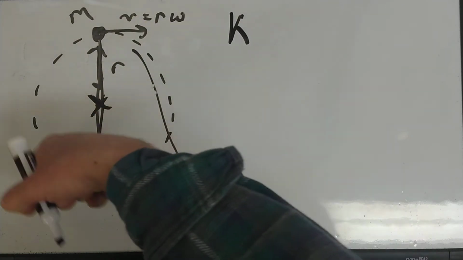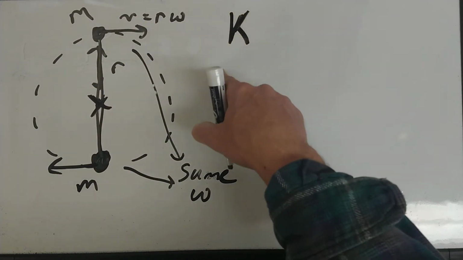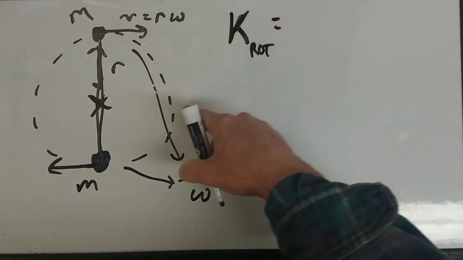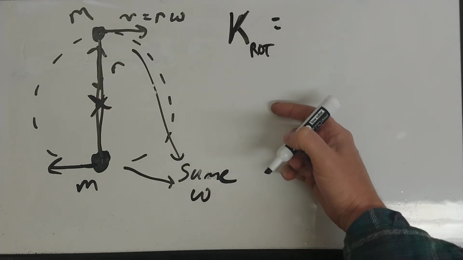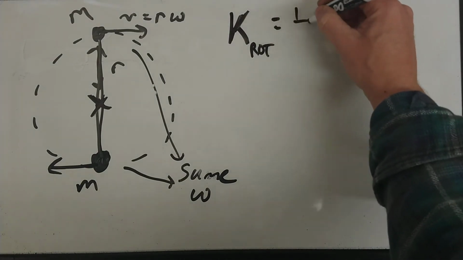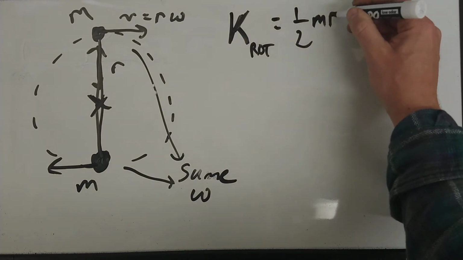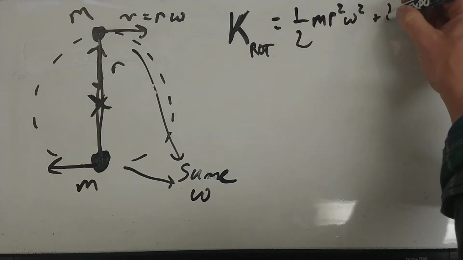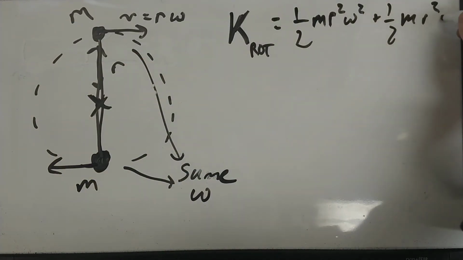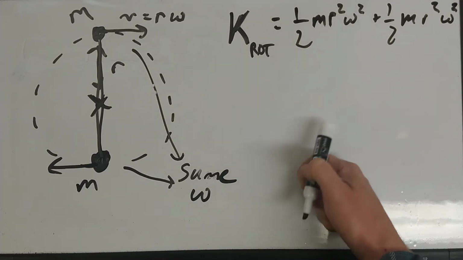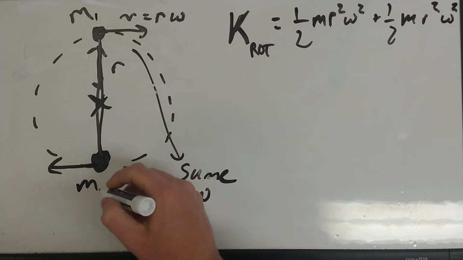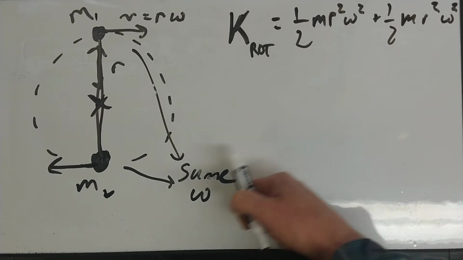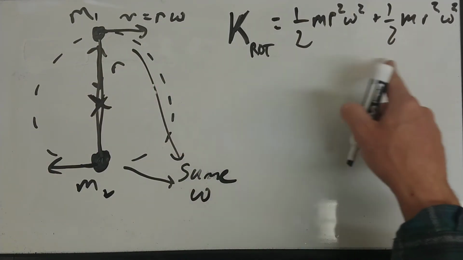So the total rotational kinetic energy of this system now, I'm just going to write K rotational kinetic energy, is, well, let's just write it out. 1/2 m r squared omega squared for one of them, plus 1/2 m r squared omega squared for the other one. So these are two different masses. I could call it M1 and M2, R1 and R2. It's the same R. They could be different masses. That's no big deal. Let me simplify this a little bit.